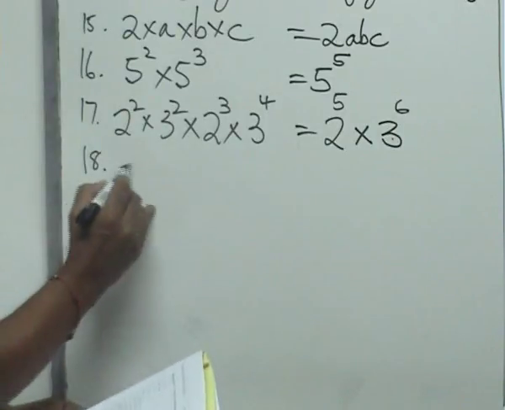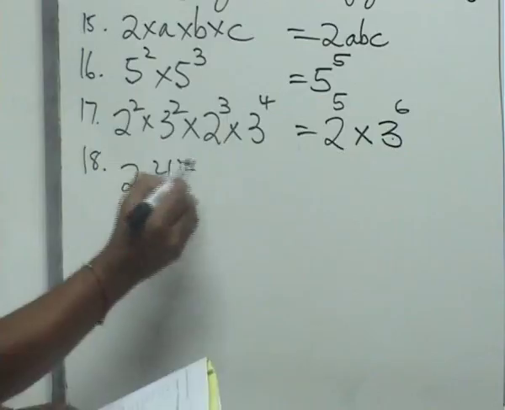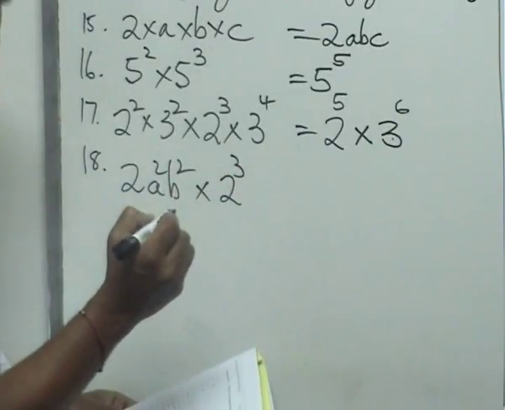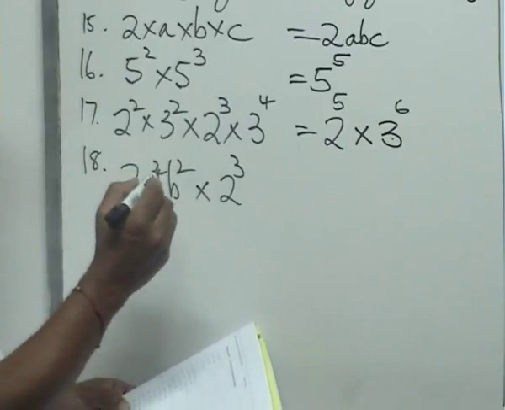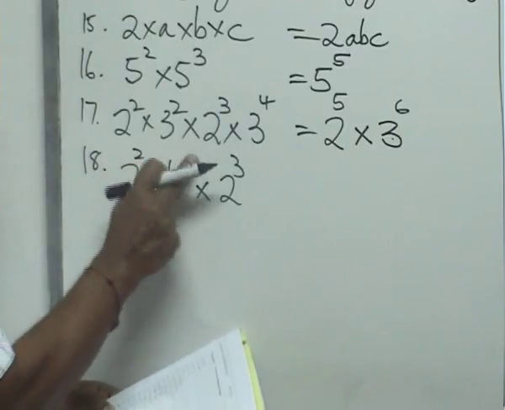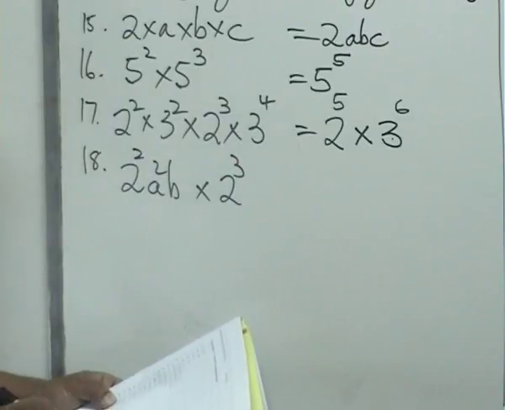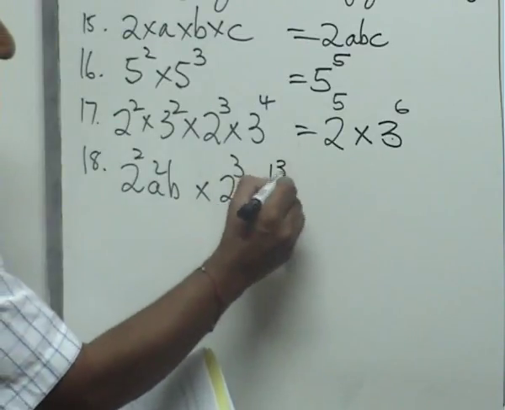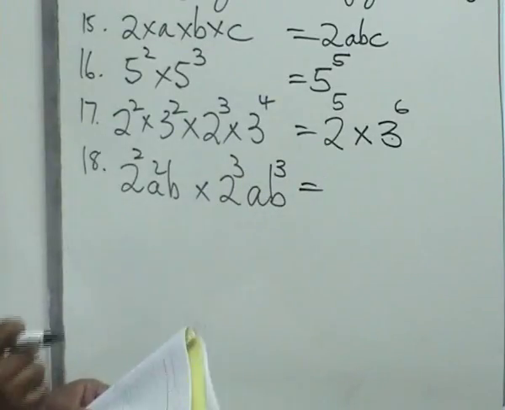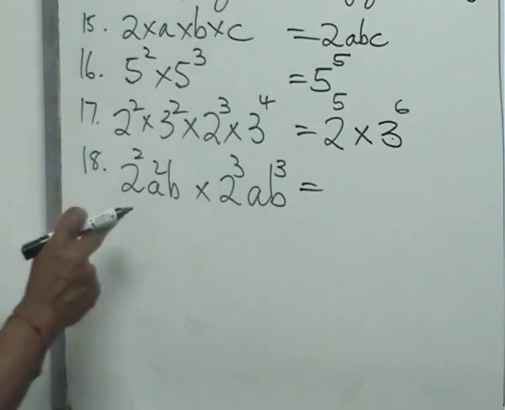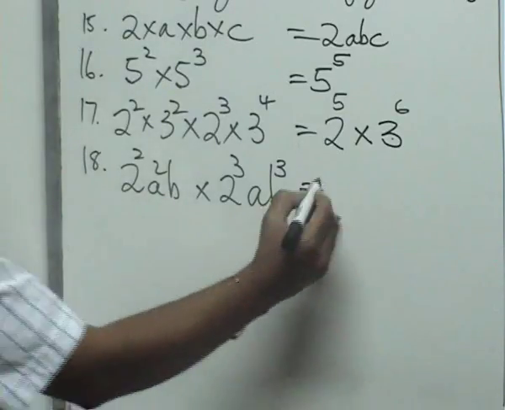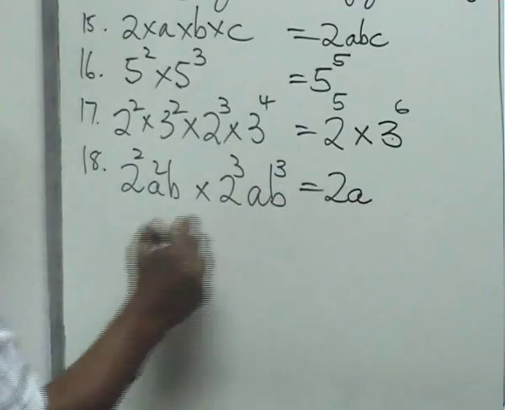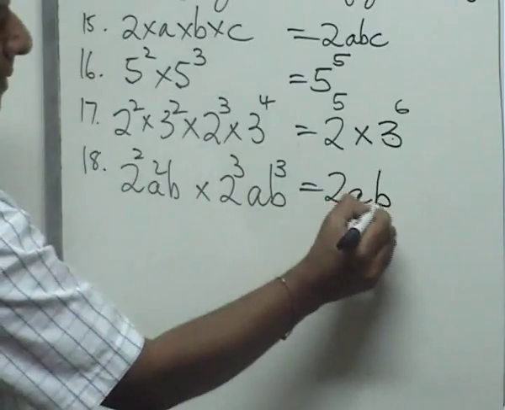Number 18. 2a squared b squared times 2 cubed. 2a squared. That's your question. 2 squared a squared b times 2 cubed a b cubed. Right, now if you watch carefully, you've got 3 different bases now. You've got the base 2, you've got the base a, you've got the base b.